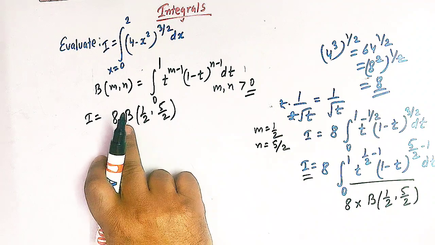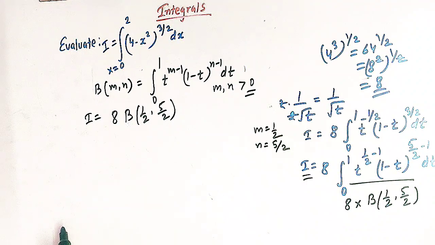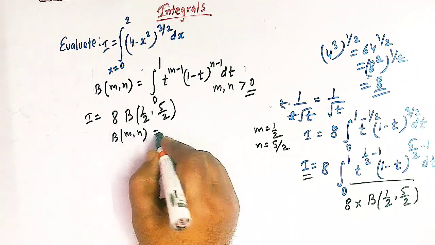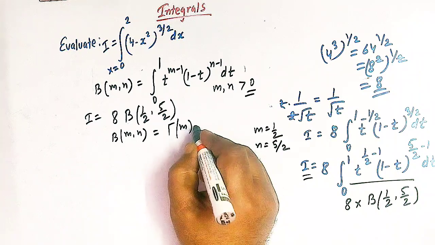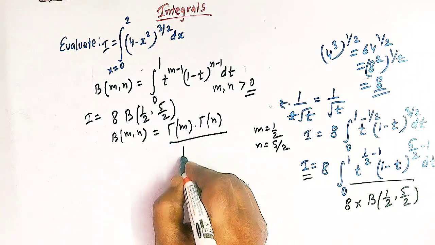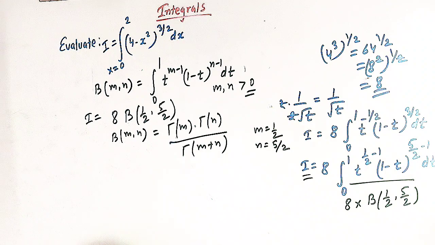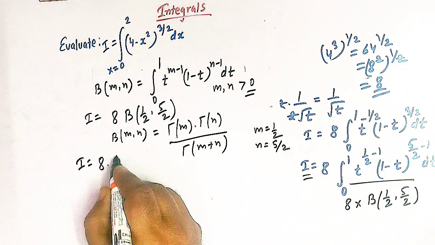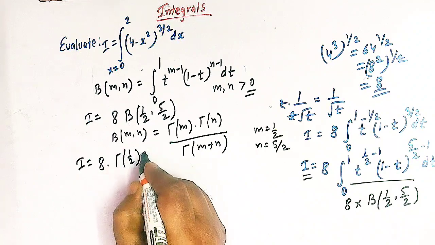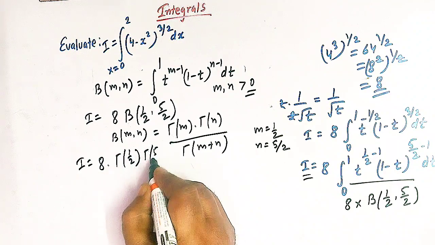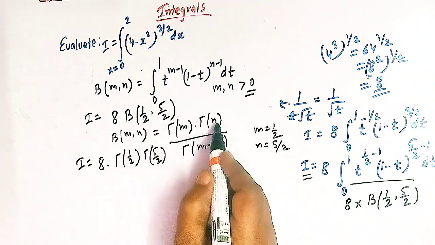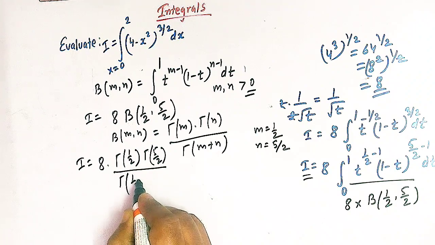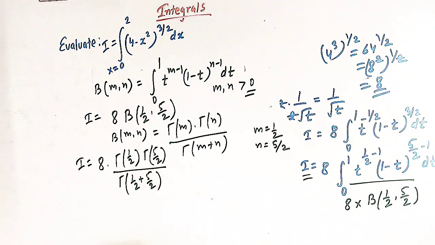Now we can convert this beta function in terms of gamma function, and we know that beta m comma n is given by gamma m times gamma n divided by gamma of m plus n. So this integral I is now 8 times gamma of half, gamma of 5 by 2, because m is half and n is 5 over 2, divided by gamma of half plus 5 by 2.